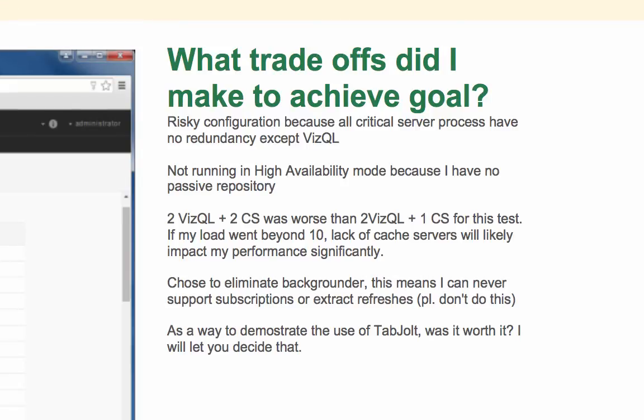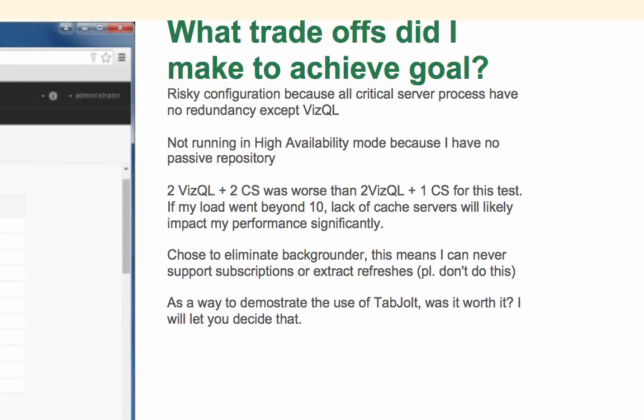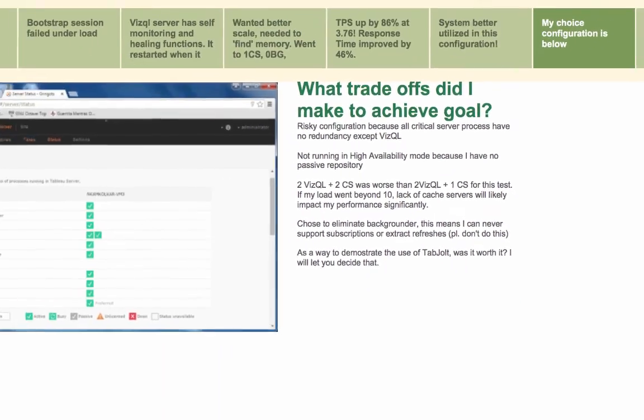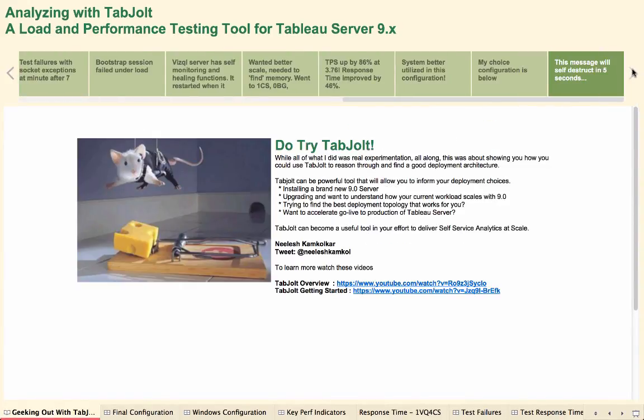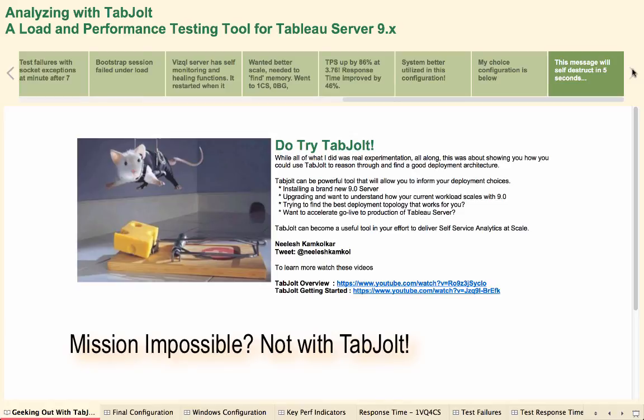And primarily, I made a lot of these trade-offs because what I really wanted to show you is one particular use case of TabJolt where you can iteratively test various server configurations to find the one that works best for you in your environment. Right, and really do try this. While I was not kidding earlier when I said don't do this at home with the kind of hardware I have, please do try TabJolt and see how it works for you guys. TabJolt can be a powerful tool if used right.